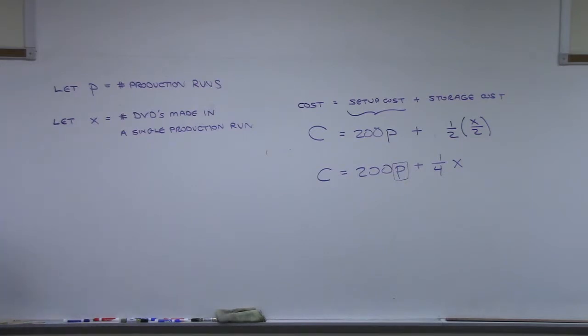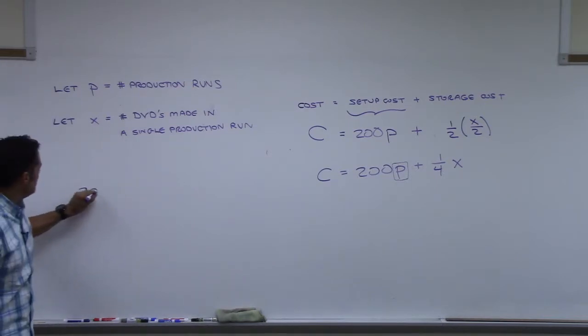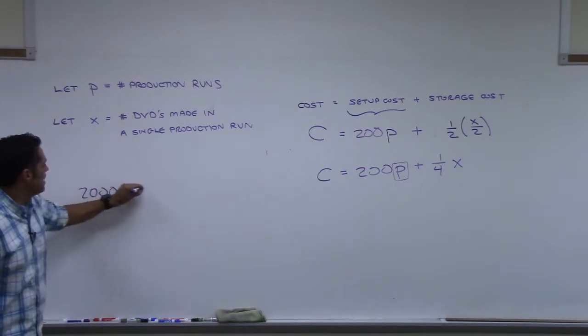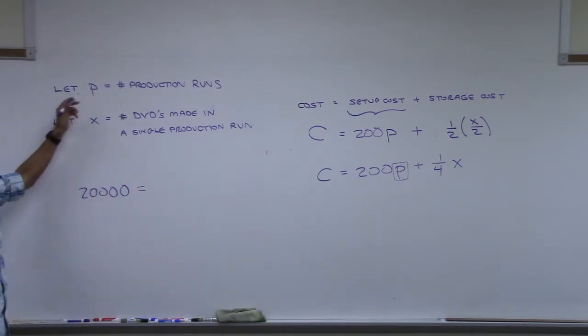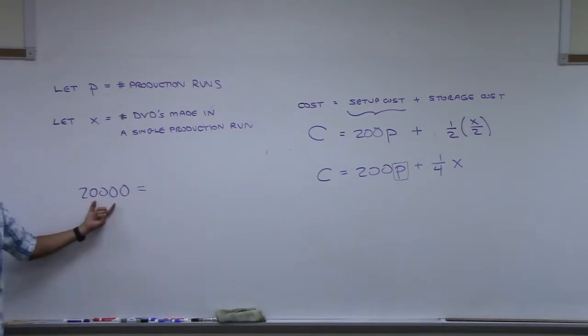You're close. It's not the number of DVDs, right? Okay, so 20,000 is equal to something, but it's not P and it's not X, but it's related to P and X. Is it P times X? What is it? Is it P times X? That's what I'm asking you. Yes. I'm going to go with yes.